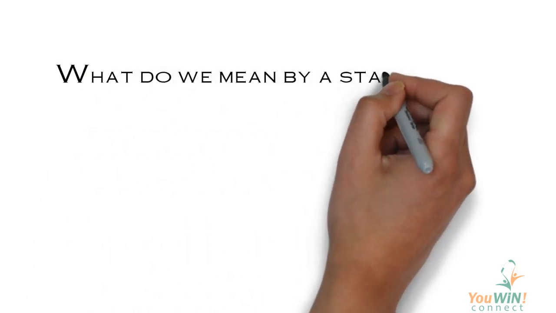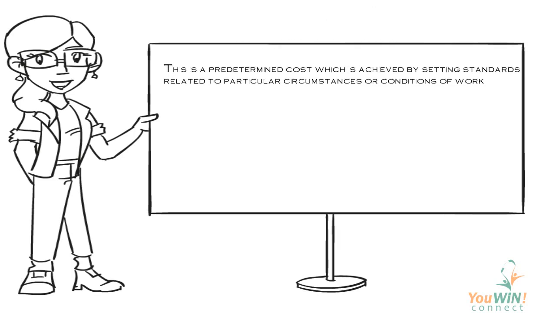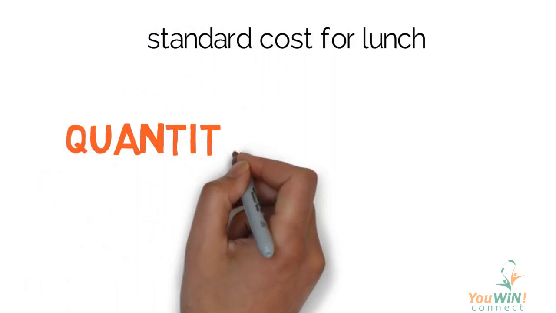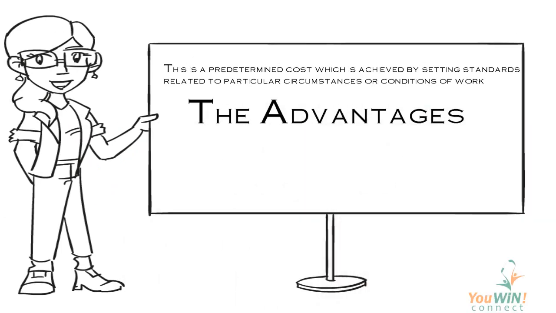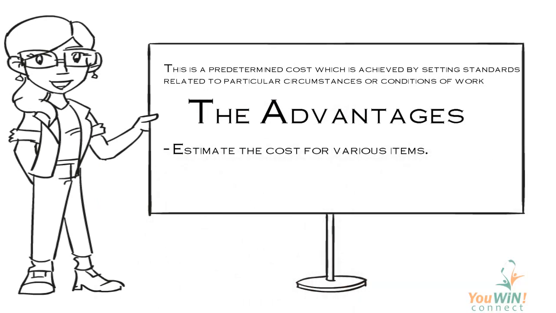What do we mean by a standard cost? This is a predetermined cost which is achieved by certain standards related to particular circumstances or conditions of work. Standards should be related to a specific situation or scenario. For example, the standard cost for lunch should depend on the quantity of the meal. The advantage of understanding and identifying standard cost is that it helps to estimate the cost for various items and is also a basis for cost variance analysis.